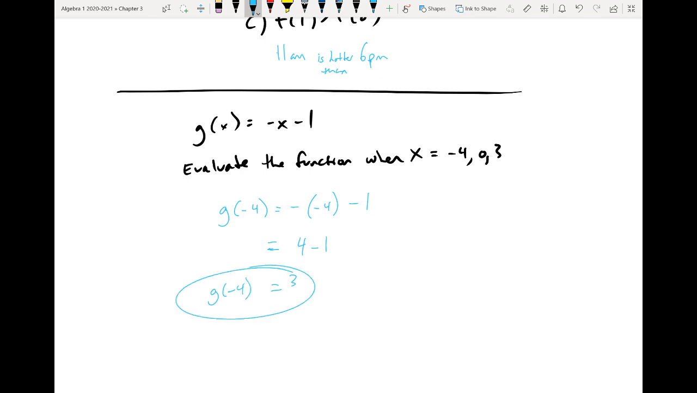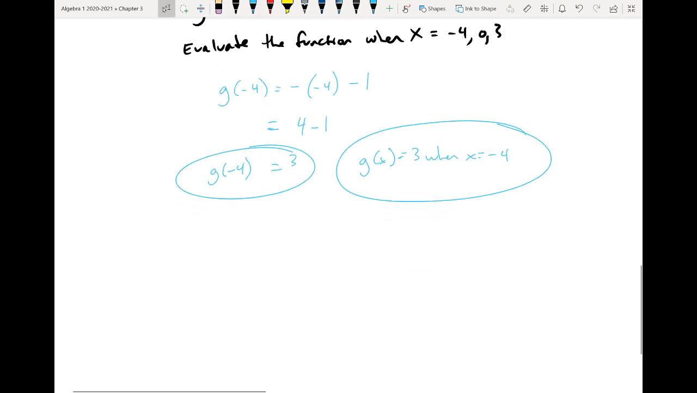Or, of course, you could say the g of x is equal to 3 when x is equal to negative 4. That could also be your answer right there, too. Okay? But, of course, you're going to have to show all of this work that's up above. So, next, let's find the g of 0, which is going to be negative 0 minus 1. In that case, 0 minus 1, because negative 0 is 0, it's going to be negative 1.